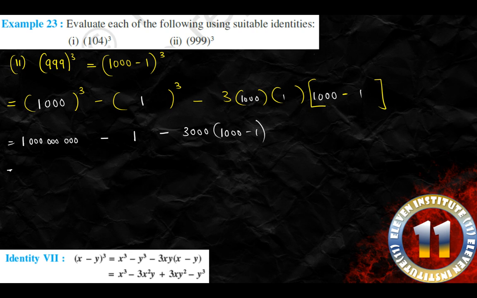There will be one extra step here, but the answer will come easily. Minus 1 minus 3000 into 1000, so we have 3, 1 2 3 4 5 and 6 times 0, 3 this and 3 this. Now we have minus minus plus, and we have 3000 into 1, that is 3000.